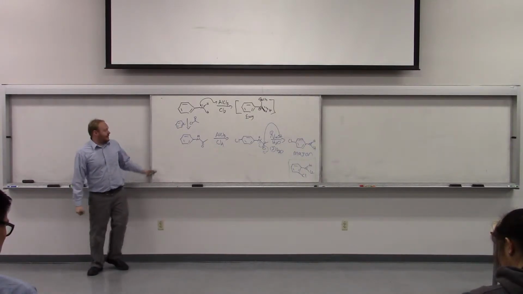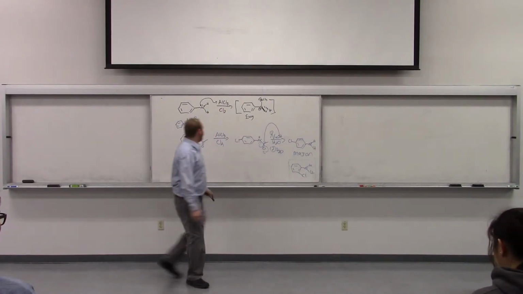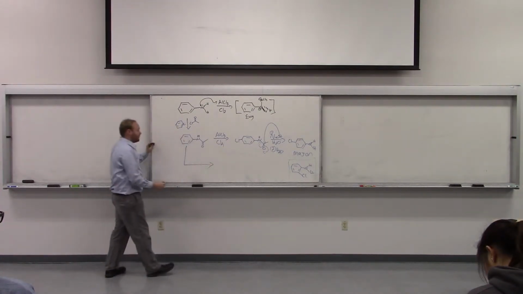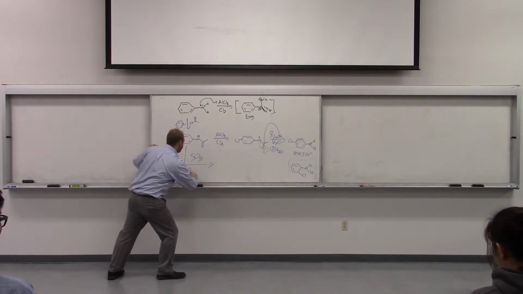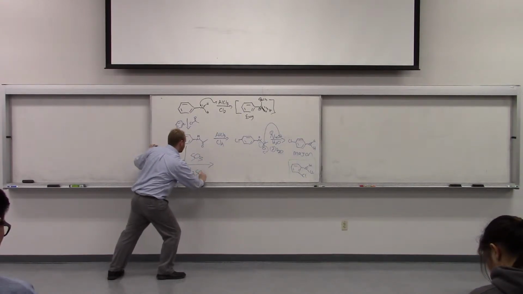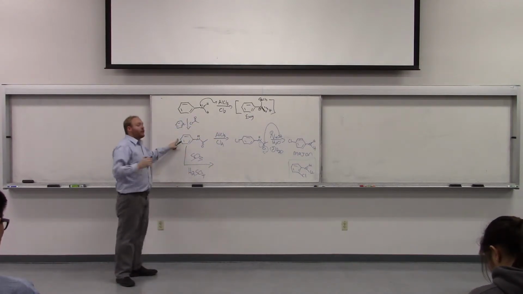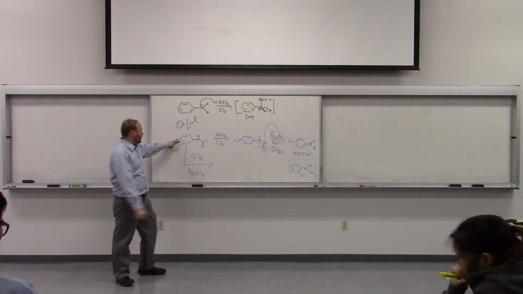So let's say we wanted to get this ortho as the major product, rather than para. All you do is your first step, you do a sulfonylation, so SO3 and sulfuric acid, and that will give us our major ortho product. There'll be some para sulfonylated stuff, but the major stuff will be ortho.